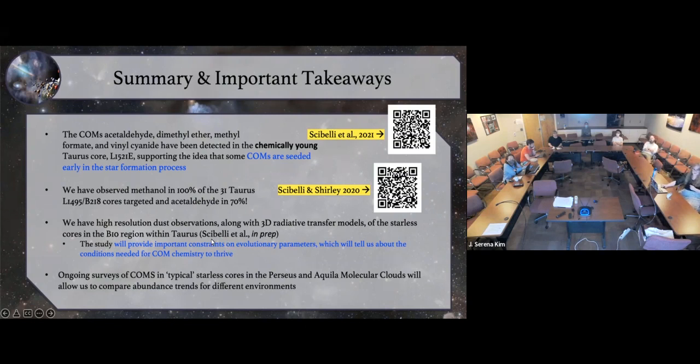I'm currently working on 3D radiative transfer models of a subset of cores in the Taurus region, which will get good constraints on evolutionary parameters, which will tell us about conditions needed for complex organic molecule chemistry to thrive. And there are ongoing surveys, in particular, the one of cores in the Perseus and Aquila molecular clouds, which will do abundance trends for different environments.